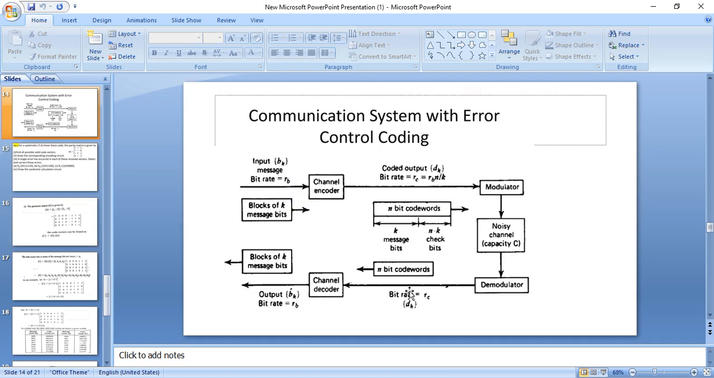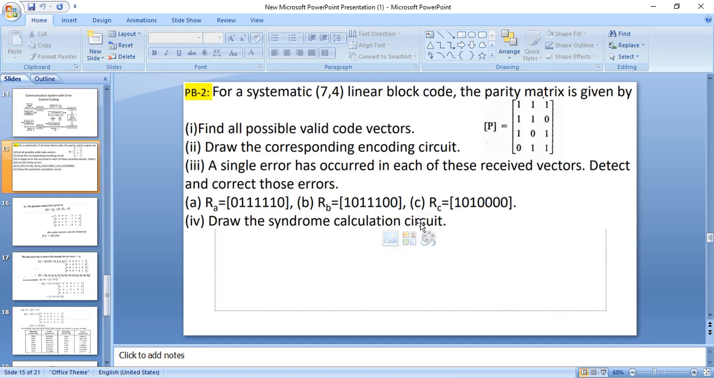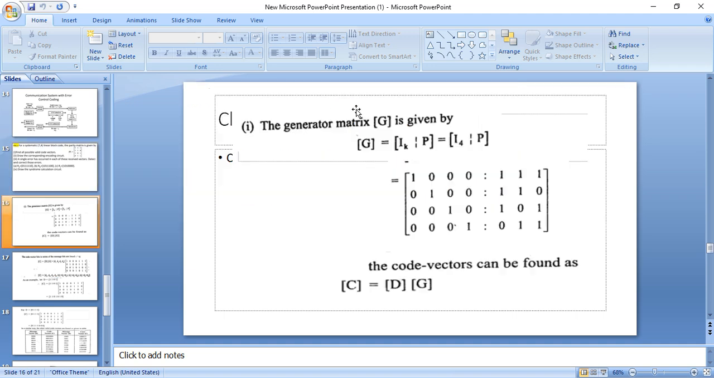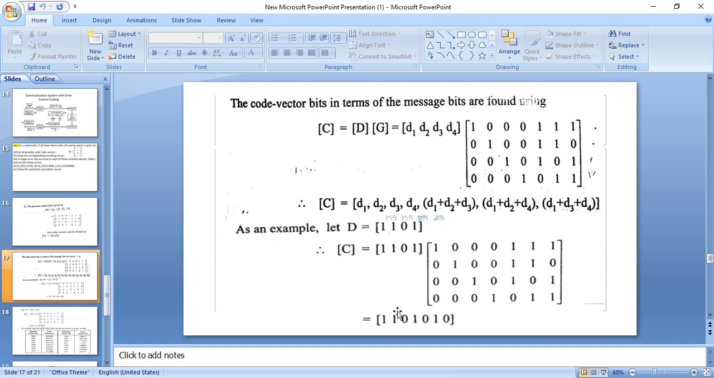So the channel encoder will generate the output. What is the total size? It is K plus N minus K. Check bits are added so that the total is N. Here we have taken (7, 4), which means N is 7. 4 is the message bits, so a total of 7 bits is generated from the channel encoder.